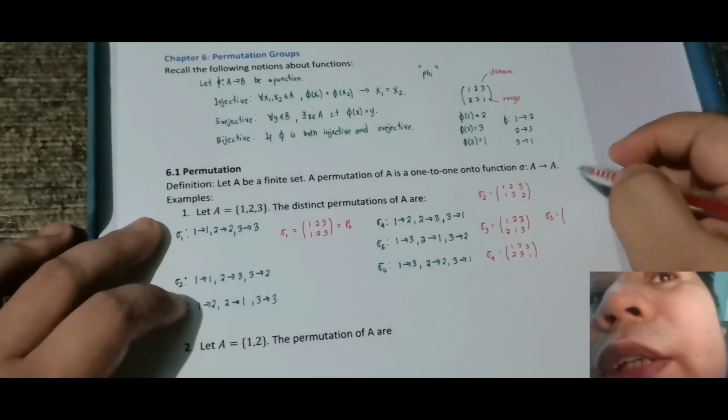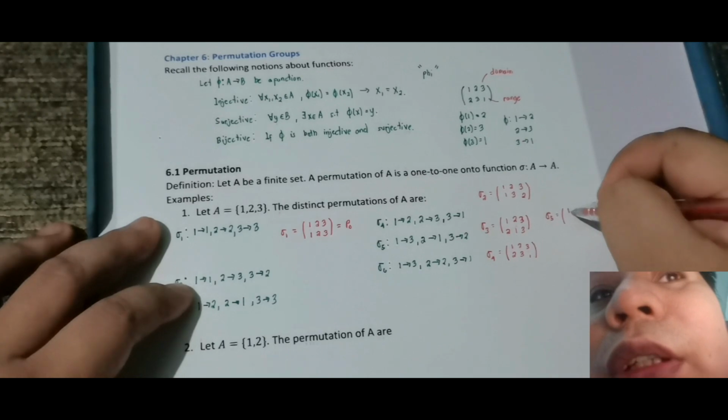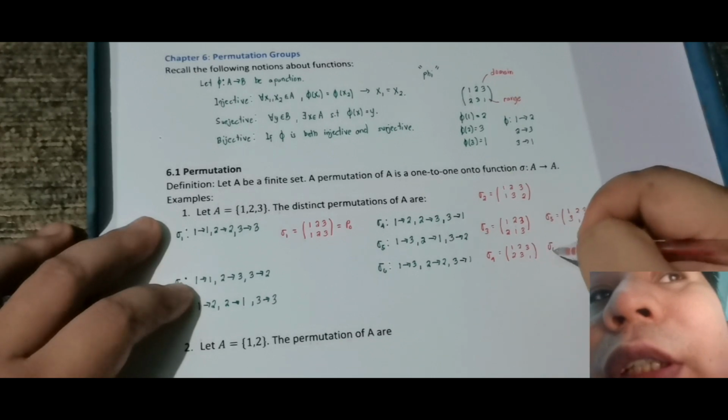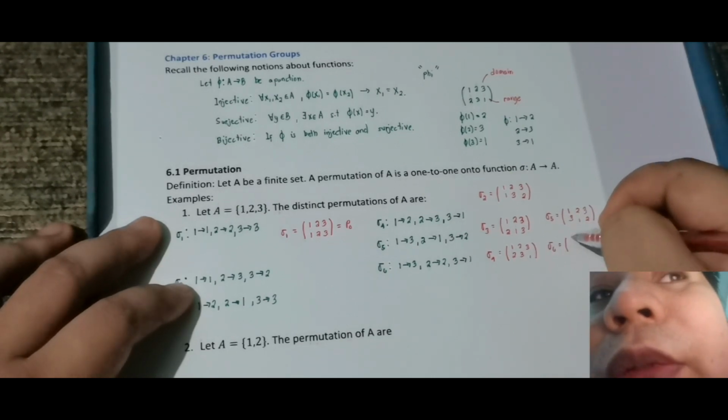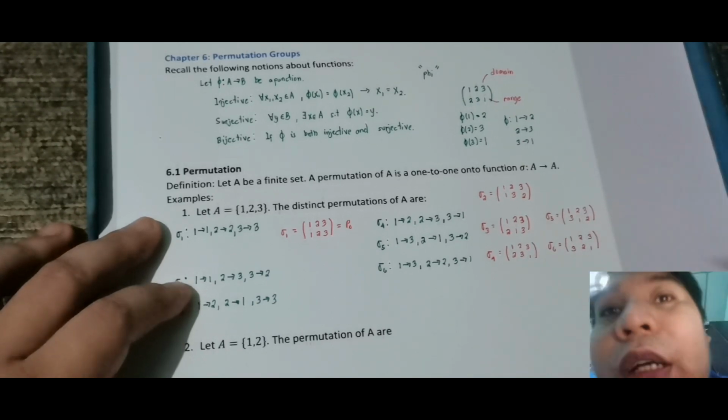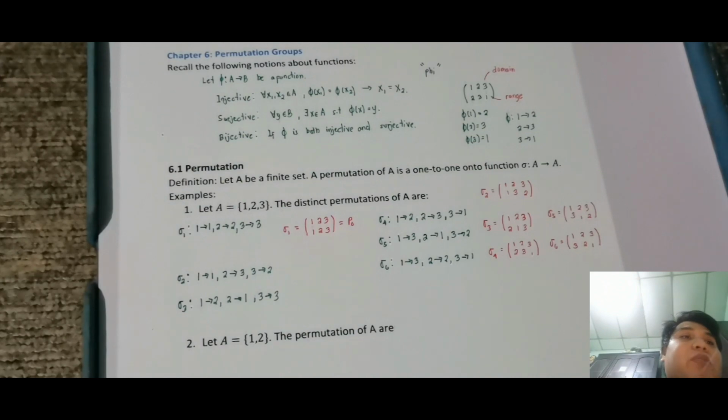So, paano sa row 5? Something na 1 goes to 3, 2 goes to 1, 3 goes to 2. Lastly, row 6. Row 6 is simply 1 goes to 3, 2 goes to 2, 3 goes to 1. Okay? So, kung mapapansin mo, ang permutation talaga as in is yung 1, 2, 3 na set o yung element na 1, 2, 3. Ngayon, saan sila nagkaroon ng permutation, different permutation?